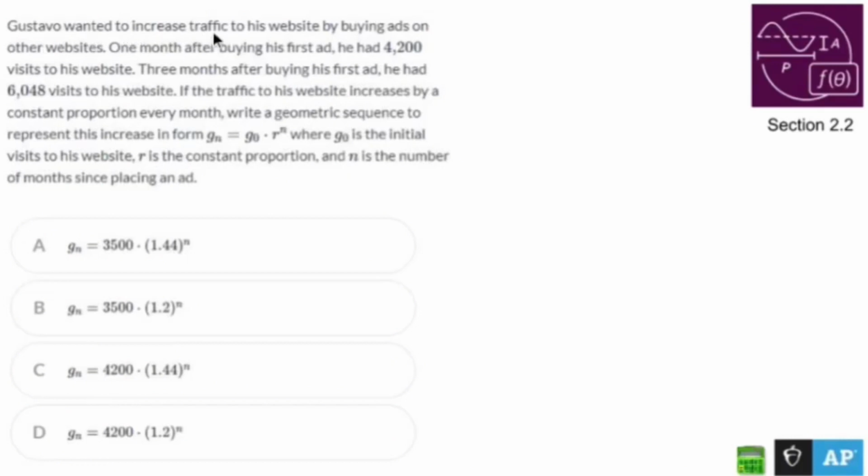Gustavo wanted to increase traffic to his website by buying ads on other websites. 1 month after buying his first ad, he had 4,200 visits to his website. 3 months after buying his first ad, he had 6,048 visits to his website. If the traffic to his website increases by a constant proportion every month, write a geometric sequence to represent this increase. Now, if you're looking at that, you should be thinking, all right, well, I'm allowed to use a calculator. That looks an awful lot like this because they basically are the same.